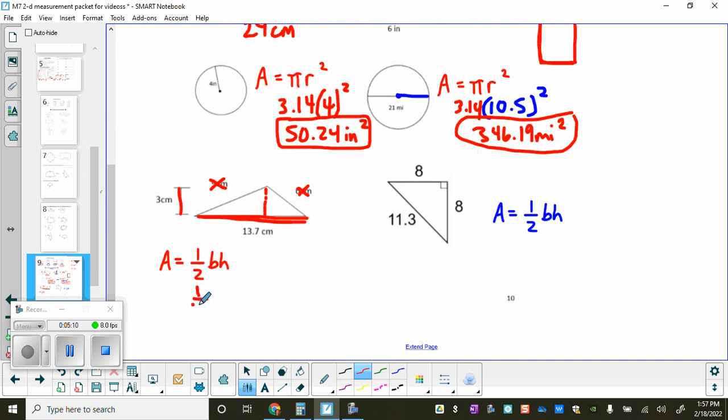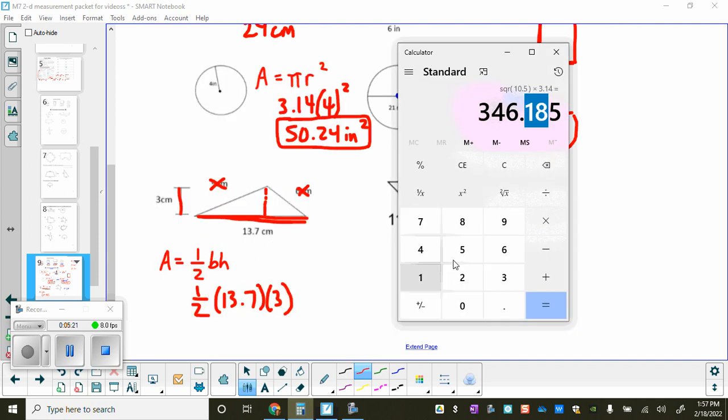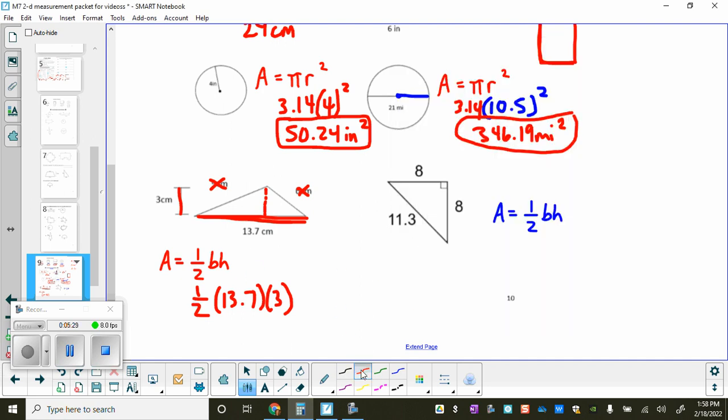So we're going to do half. Base is 13.7. Height was a 3. So now let's just crunch the numbers in the calculator. I'm going to do 13.7 times 3. And then because it's half, I'm just going to do divide by 2. So we get a 20.55 for the area of this triangle. 20.55 square centimeters.